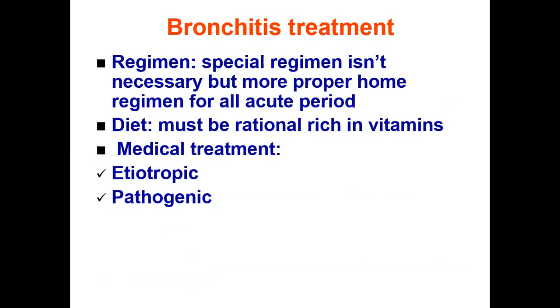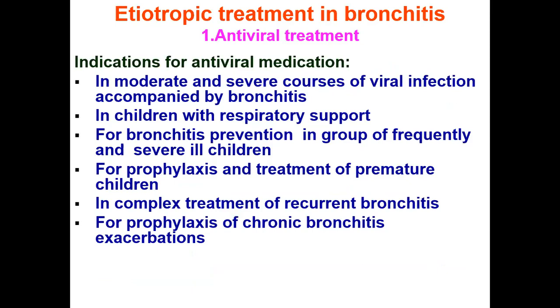Diet must be rational and rich in vitamins. Medications: etiologic and pathogenic treatment. Indications for antiviral medication: moderate and severe course of viral infection accompanied by bronchitis, in children with respiratory support for bronchitis prevention in a group of frequently and severely ill children, for prophylaxis and treatment of premature children, in complex treatment of recurrent bronchitis, for prophylaxis of chronic bronchitis exacerbations.